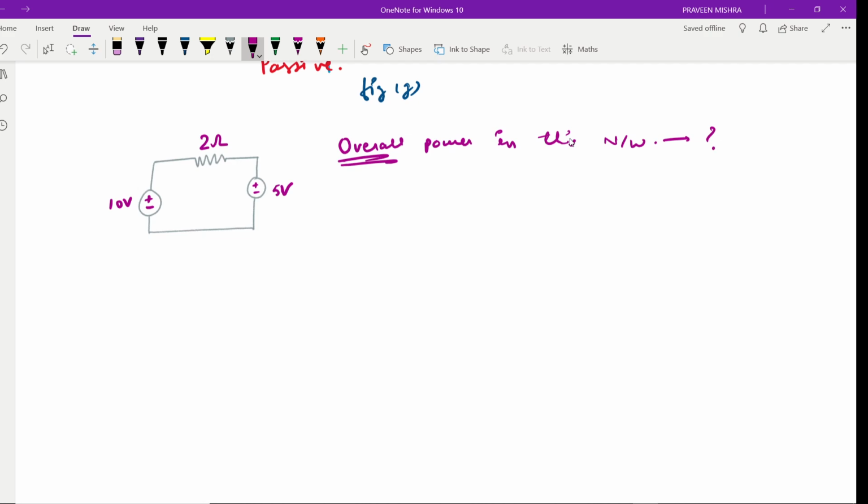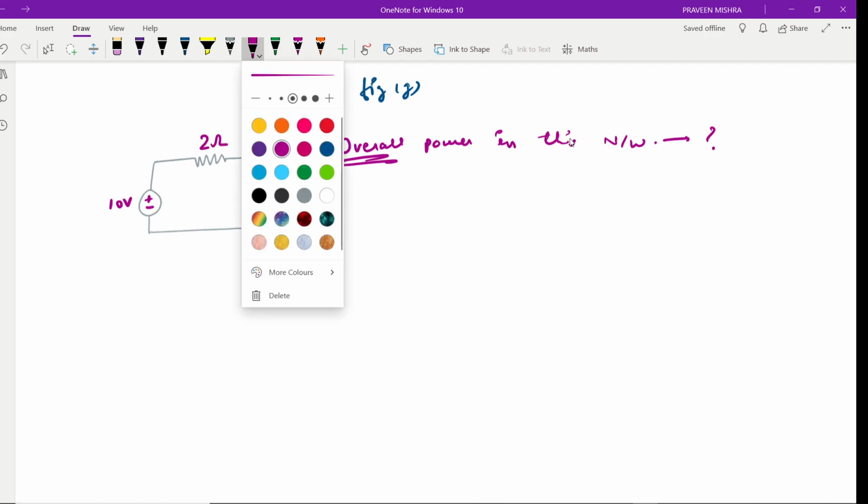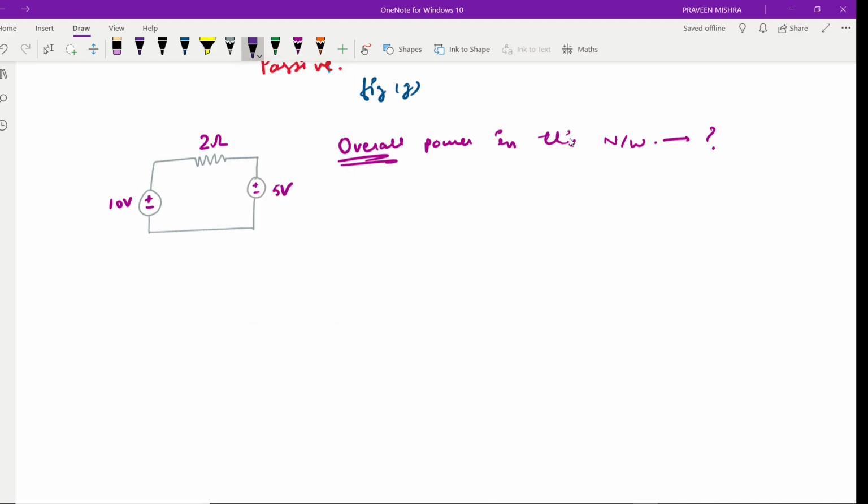Okay. So in that case, we first have to find out the power absorbed by the resistor. Power absorbed by a resistor will be P equal to I square into R. If it is an inductor, in that case it will be I square into XL. If it is a capacitor, in that case it will be I square into XC. All passive elements will absorb the power.